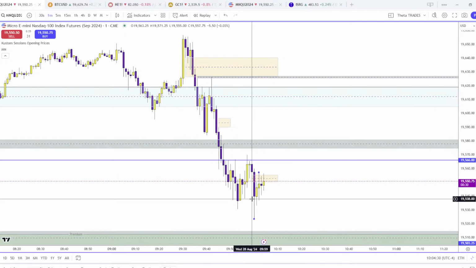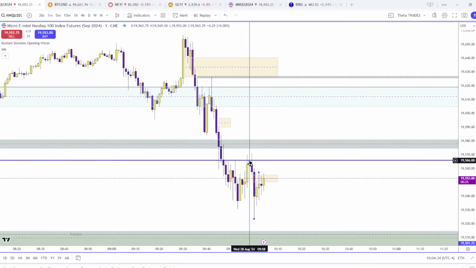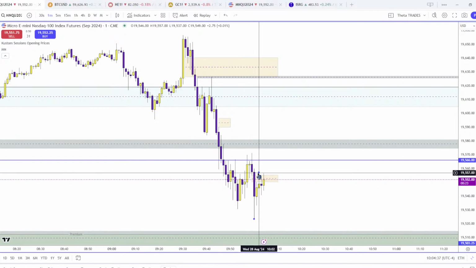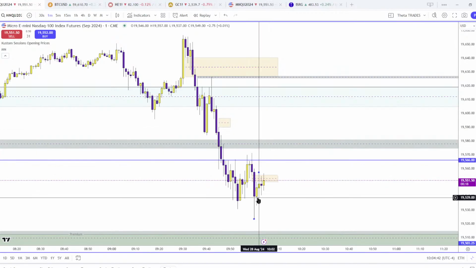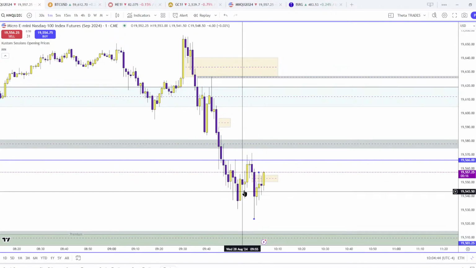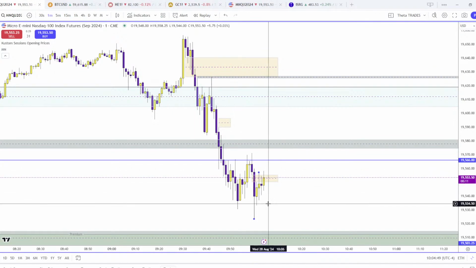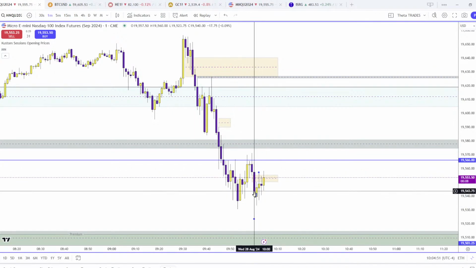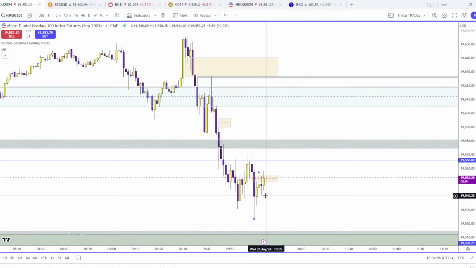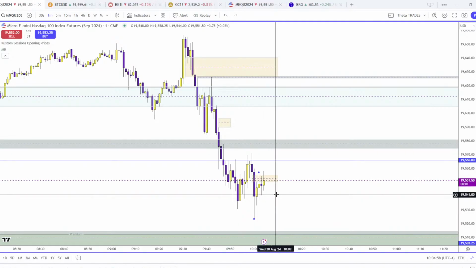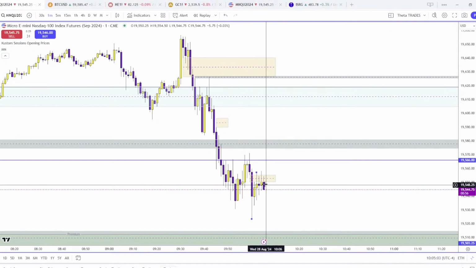Now that we've had this little run down, I want to see it break this high here and come back into this candle with these old highs. Those three candles really, and then start pushing higher. That will be the reversal I'd be looking for. 8 seconds. What's it going to do? It's closing right on the bottom of it.